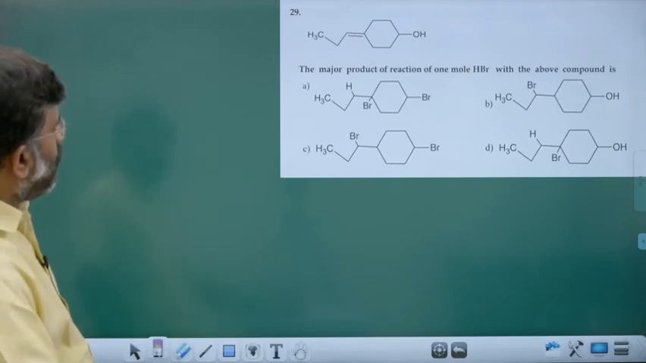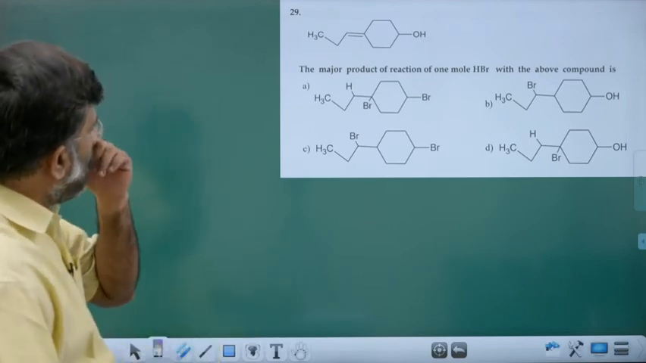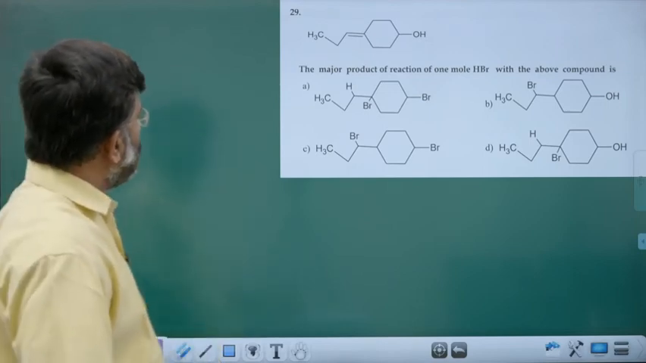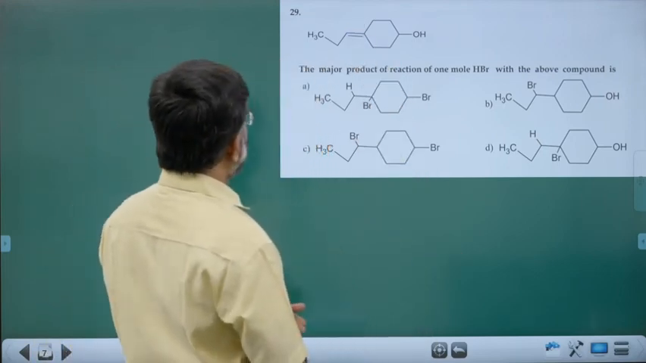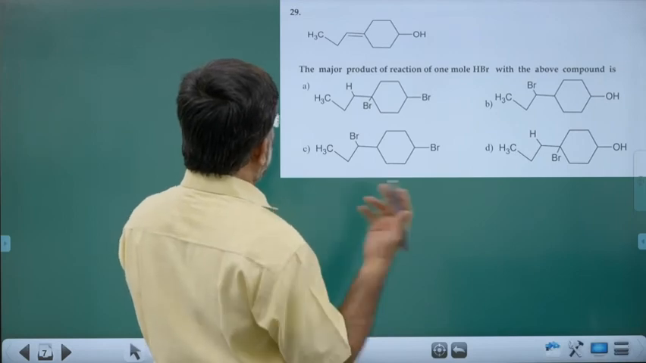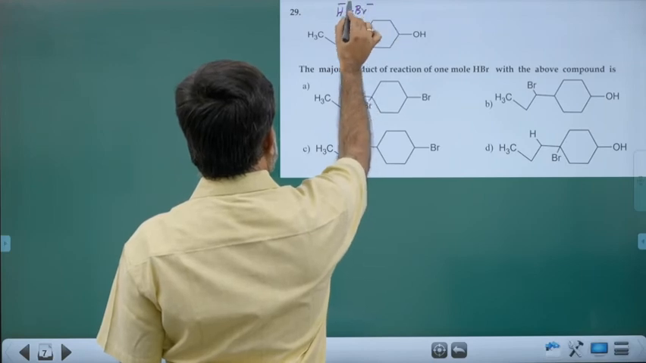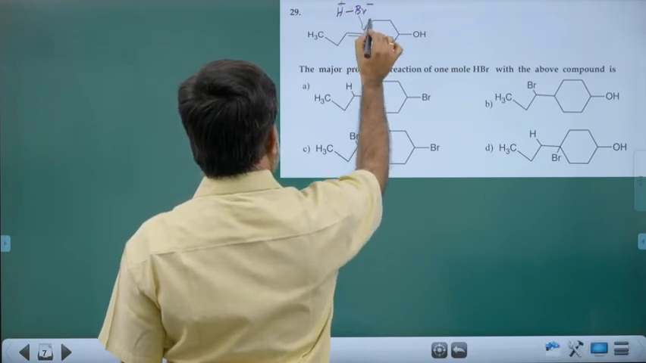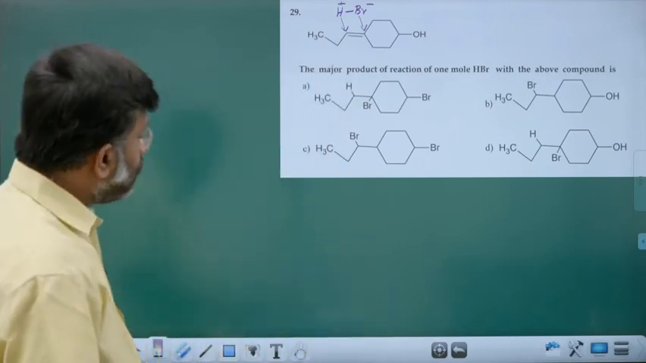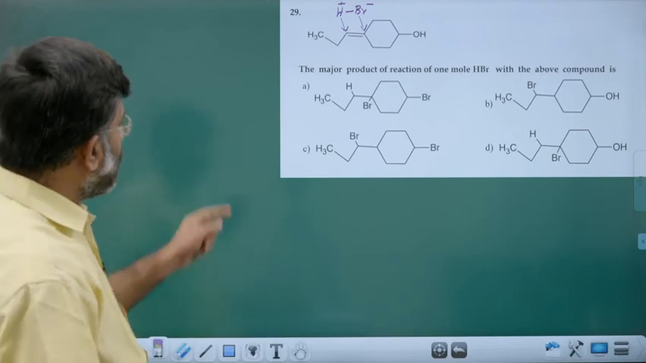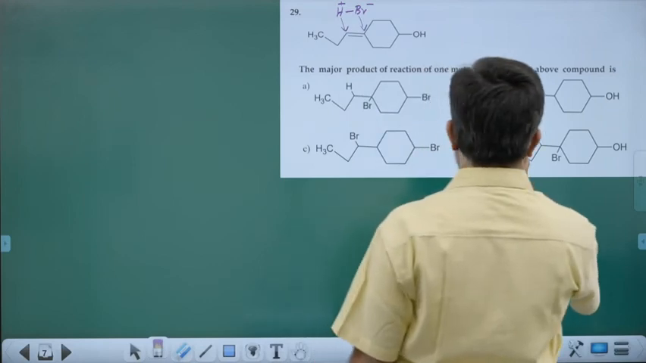Question 29. The major product of the reaction of 1 mole HBr with the above compound. HBr will be added over here according to Markovnikov rule. How? Br minus will come here, H will come here. Don't straight away select option A. It is option D.